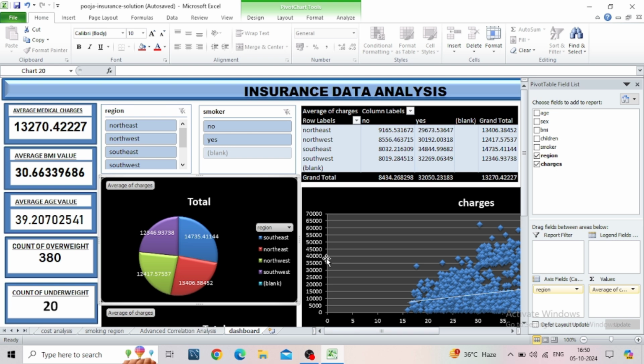In conclusion, this project provides a deep understanding of the factors that influence medical charges. Smoking is the major contributor to higher cost, while other factors like gender, BMI, and number of dependents had less impact. The insights gathered can help insurance companies make informed decisions regarding premiums and risk assessments.